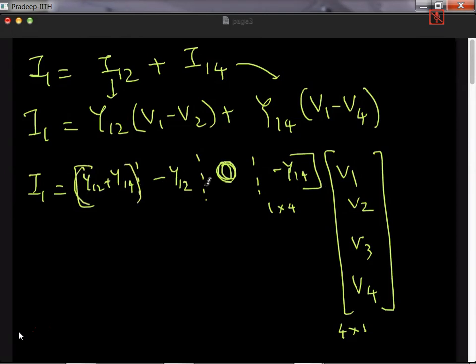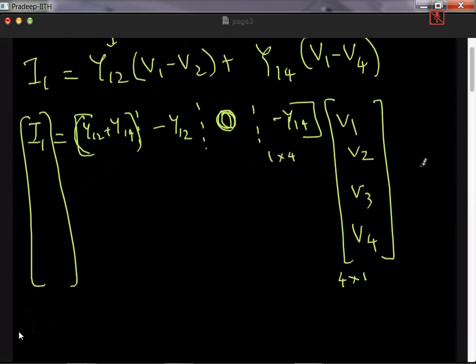So for the first row of this matrix, if you are interested in I1, bus 1 is connected to bus 2 and bus 4. It is not connected to bus 3. So you can put 0 here and put minus Y12 here and minus Y14 here, like this. And then the same elements again you add and keep it like this.